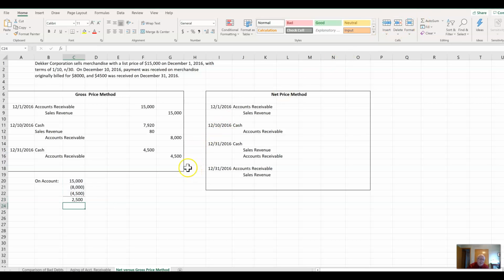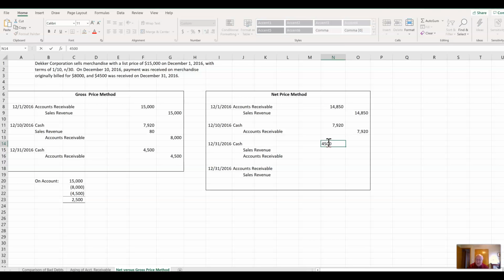Okay, now for the net method, this method you're going to record it with the discount taken off. So this would be 15,000 times 0.99, or 14,850. The other way you could do that is take 15,000 times 1%, which gives you 150. Subtract that from the 15,000. So that's 14,850. Now, when you received the check for the 79.20, that was within the discount period, so that'll be simply 79.20. Now here you received a check for 4,500.